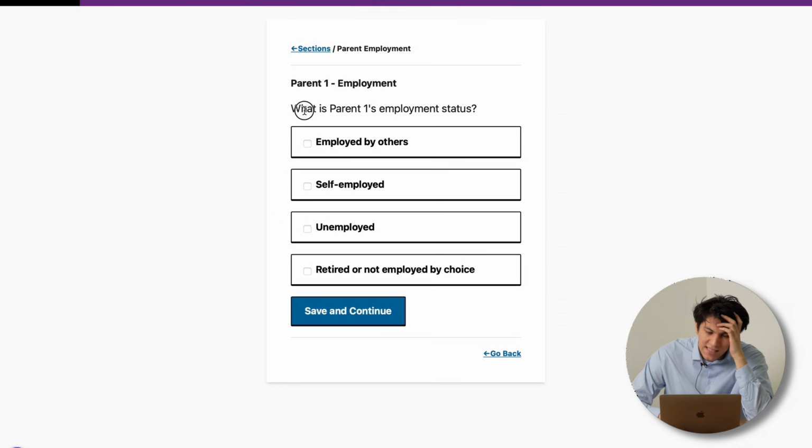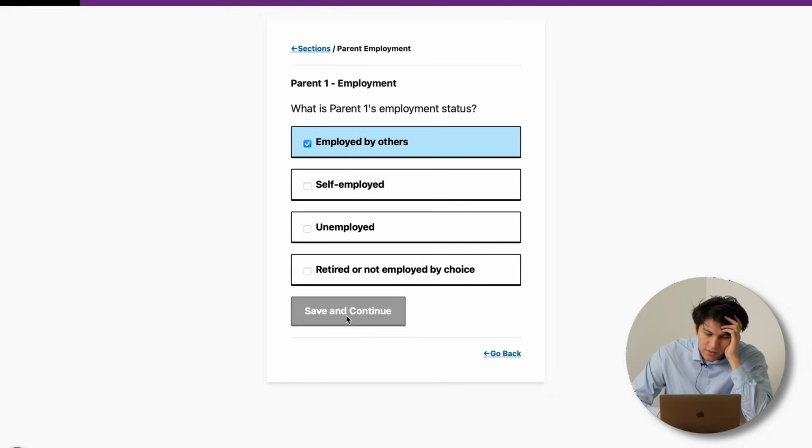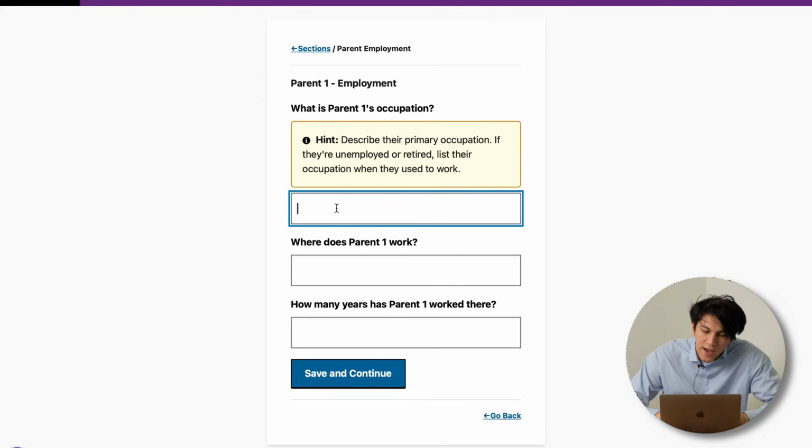Okay. For parent 1, they're asking where they work. Employed by others means that they work in a company. Self-employed means that they're employing themselves. For example, they have a business or they rent properties, and they don't work on a regular basis for somebody in a company, right? Unemployed means that they're not able to work for different reasons. Retired, not employed by choice, means that they are retired because of age. So let's choose one here. Employed by others, right?